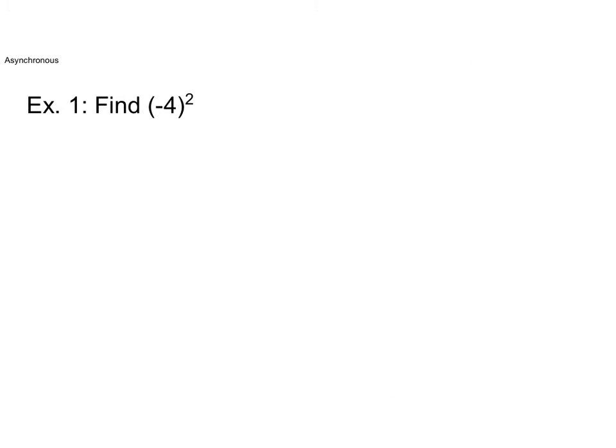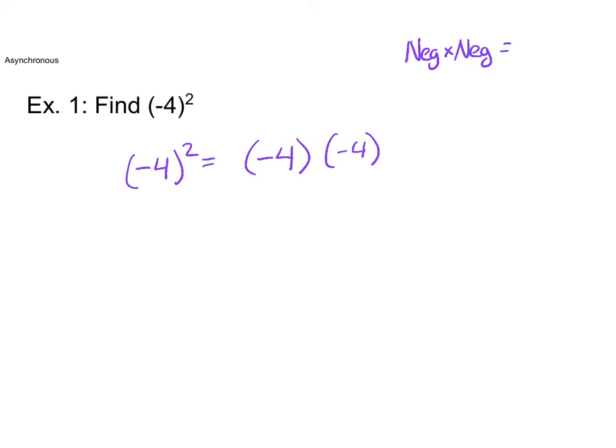So let's go ahead and find negative 4 squared. What does that mean? Negative 4 squared equals negative 4 times negative 4. You need to put the negative 4 in parentheses because it's squaring all of negative 4. We went over negative times a negative equals a positive. So I know that 4 times 4 is 16, and a negative times a negative is a positive, so my answer would be a positive 16.